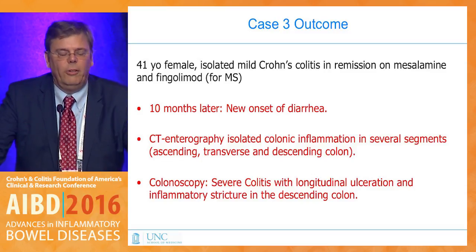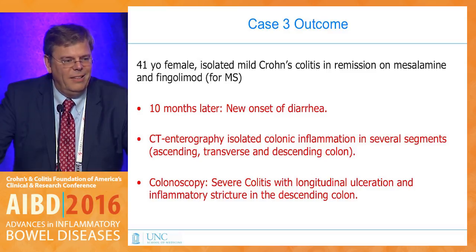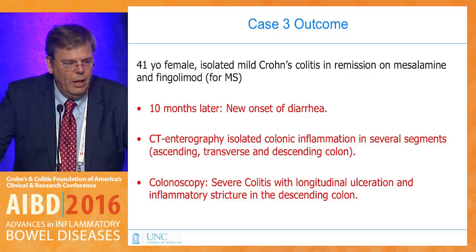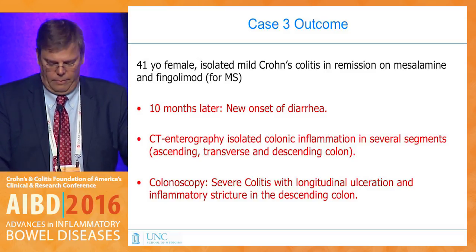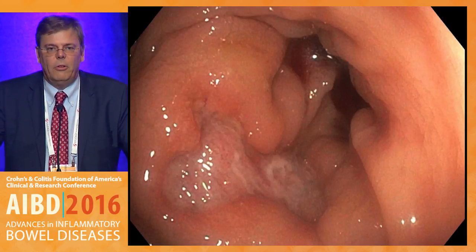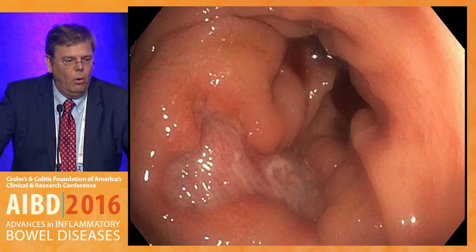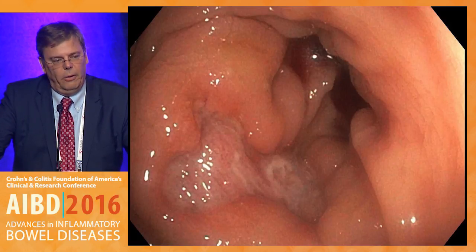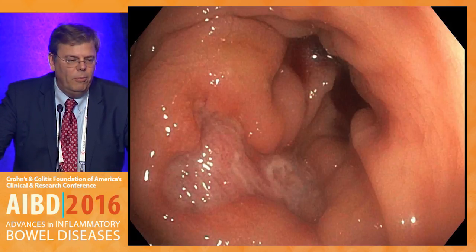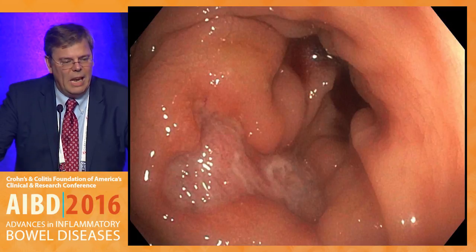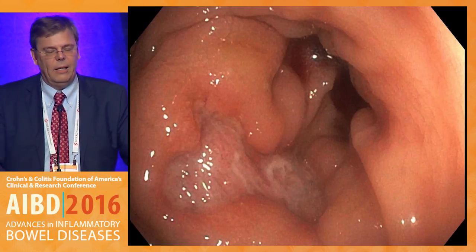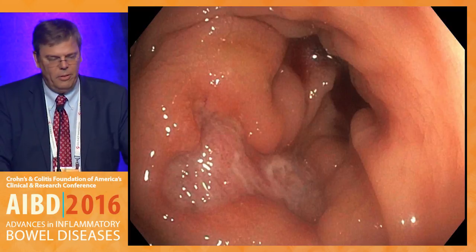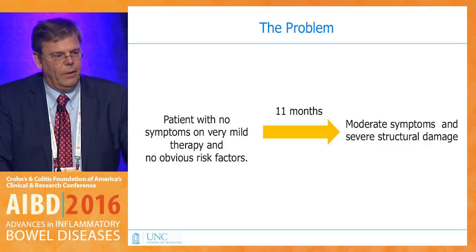Ten months later, she calls us with new onset of diarrhea. A CT enterography shows isolated colonic inflammation in several segments, and the colonoscopy shows severe colitis with an inflammatory stricture which we cannot pass in the descending colon with a pediatric colonoscope. She has about 8 bowel movements a day. She has a weight loss of about 10%. So from mild, she went at least to moderate endoscopically to a severe Crohn's colitis.